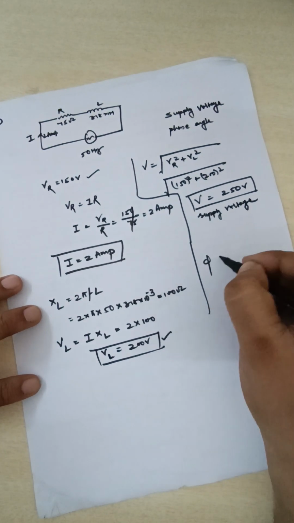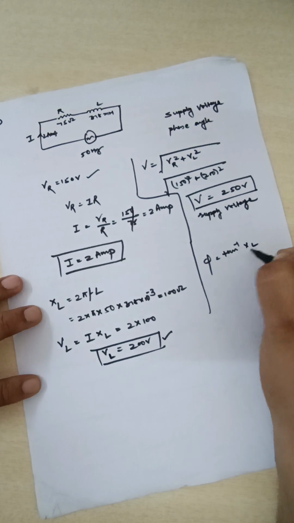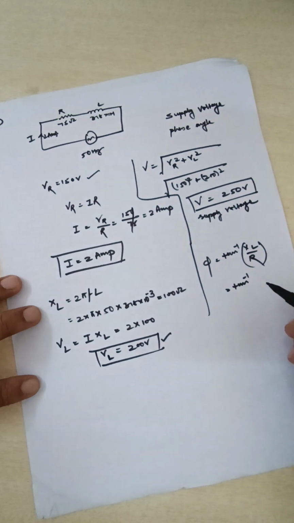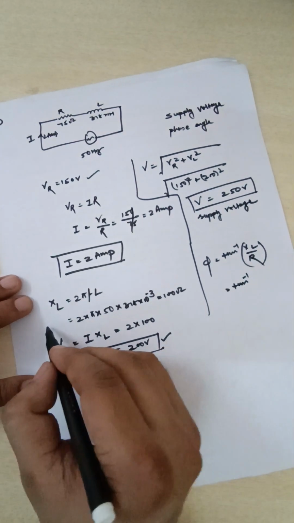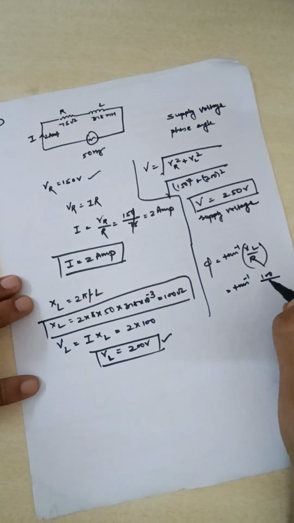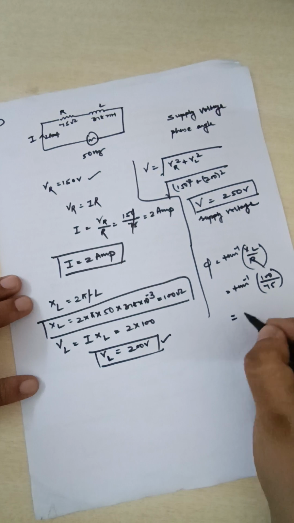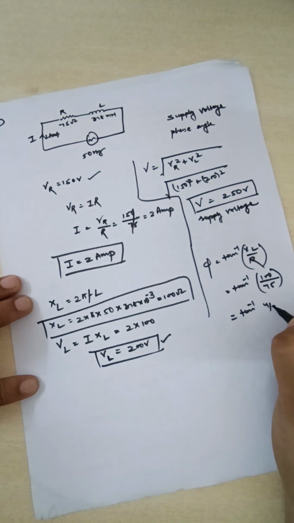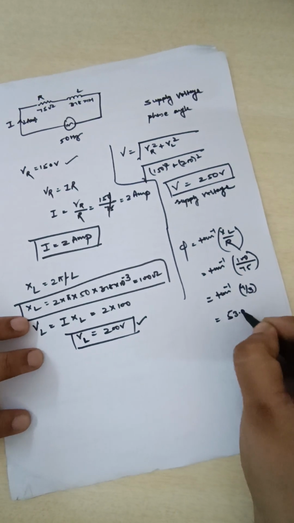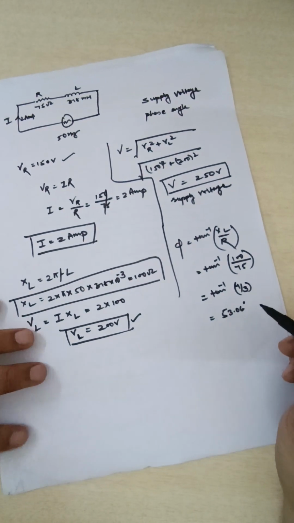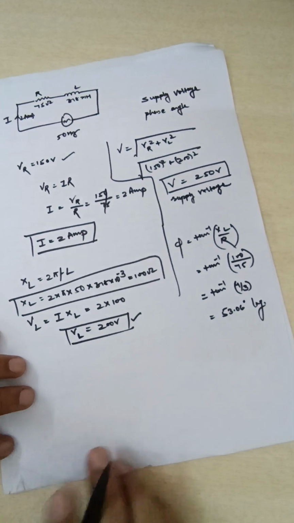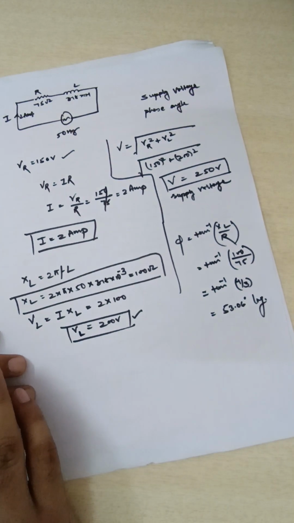Now we have to find the phase angle. Phase angle phi will be equal to tan inverse XL upon R. We have calculated XL, XL is 100 ohm. So 100 upon R, which is 75, so it will become tan inverse 4 by 3. So the value will be 53.06 degree. And what will be the nature? As it is an RL series circuit, it will be lagging nature. Clear? So it is all about the series RL circuit.